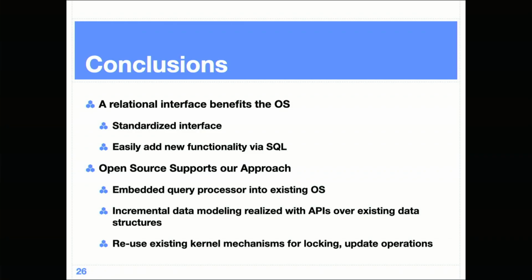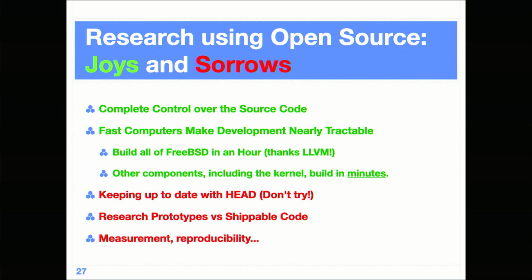Now, extra punchline. Let's talk about the joys and sorrows, color-coded for Christmas, because red and green, of working with open source in research. So there are some great things, right? I have complete control over the source code. Of course, there's a downside to that, because then your advisor says, you have complete control over the source code, why don't you change it? I'm like, dude. Anyway, and now fast computers make development easier.